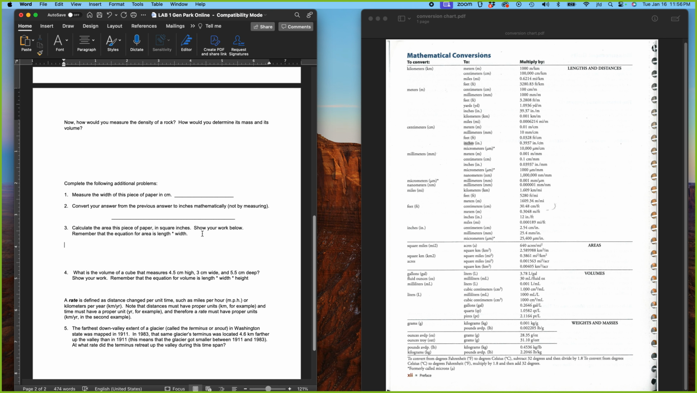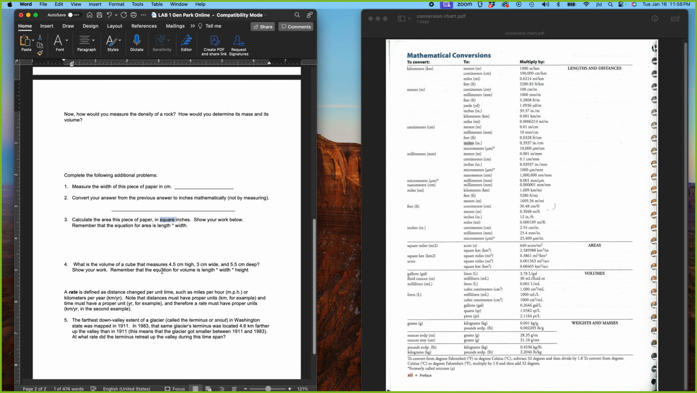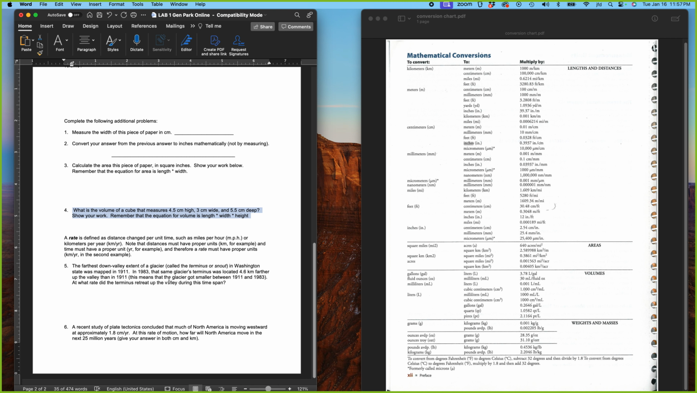Remember, too, for question 3 here, your answer is going to be in units squared, right? Whenever you measure length times width, whenever you get area, that's square. Probably square inches, so make sure that you include that as your unit. And then if you're doing volume, length times width times height, the unit is centimeters, but we're cubing them, right? So it's centimeters to the 3rd power for question 4. So don't forget your units.